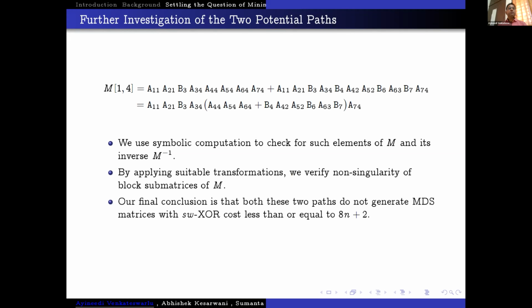So what we see is we check similarly the other paths. What we see is both these paths cannot generate MDS matrices whose cost is less than or equal to 8n plus 2. So what we see is that the minimum SWXR cost of 4 by 4 block MDS matrix must be at least 8n plus 3.